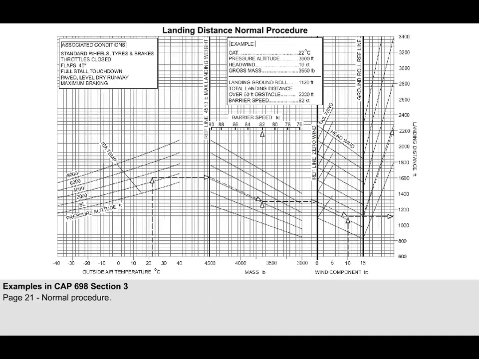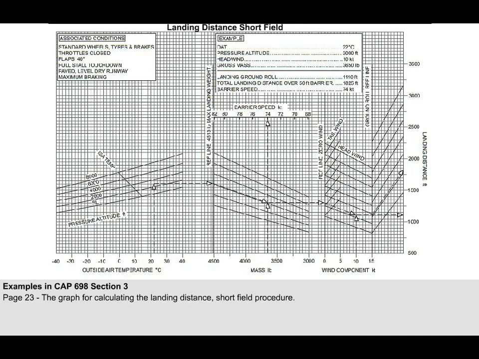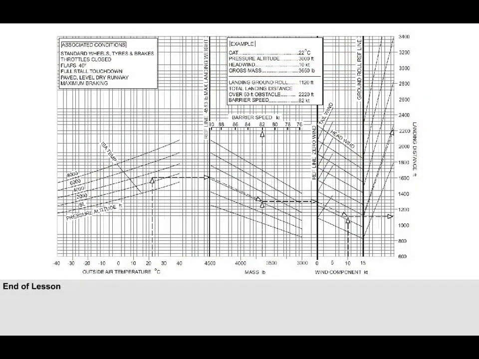On page 22, there is one more example, but this time, this example is how to calculate the maximum landing mass. This example uses the graph on the next page, which is the short field landing distance graph. Hopefully, you are now able to work through the landing graphs for Class B multi-engine aeroplanes and make the corrections to the graphs for any conditions that are not accounted for by the manufacturer.